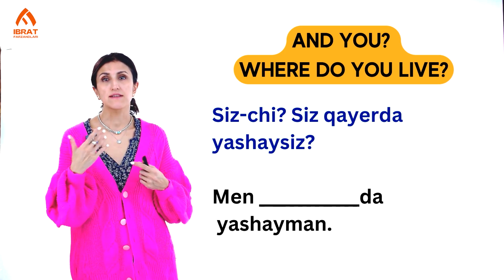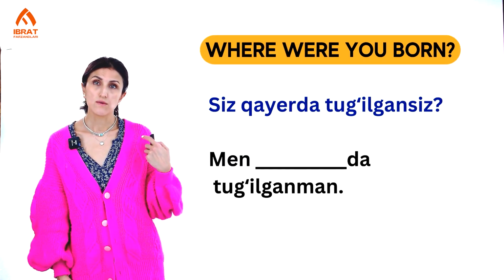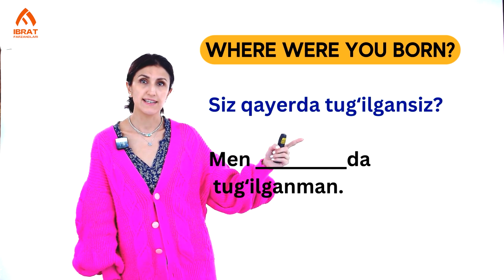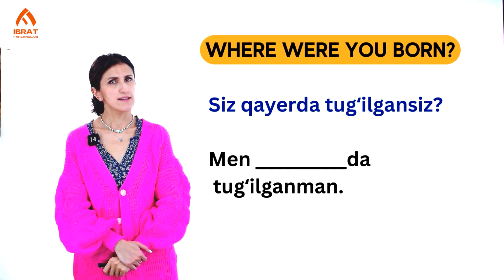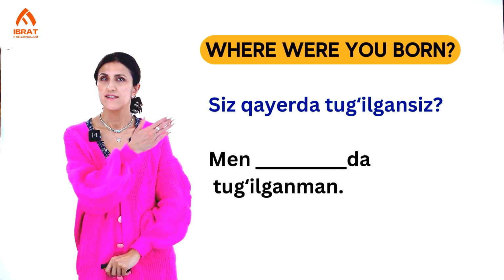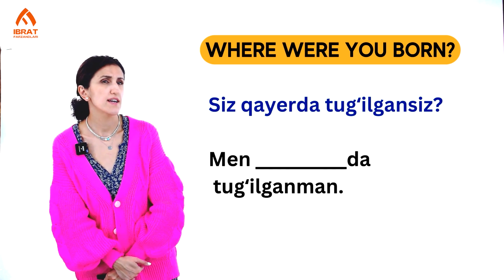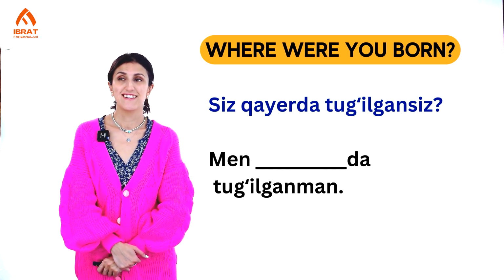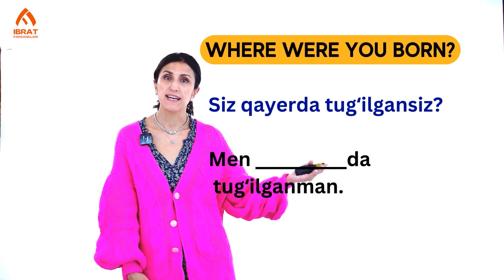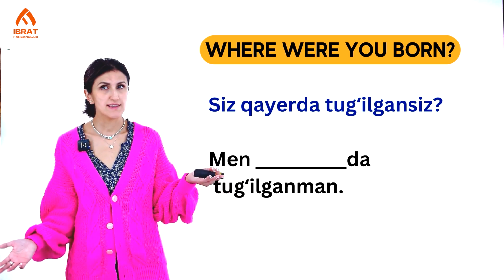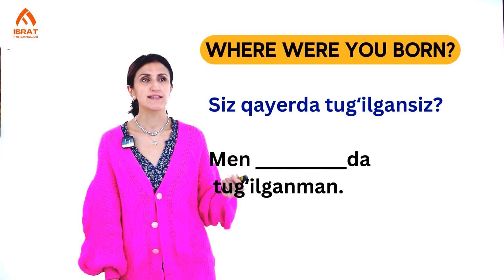Now the last thing is place of birth. You're asking me where I was born. Siz qayerda tug'ilgansiz? Go ahead, ask me. Saida, siz qayerda tug'ilgansiz? So what? I didn't hear it. Saida qayerda tug'ilgansiz? Men Samarqandda tug'ilganman. So what's the city I was born in? Samarqand. Men Samarqandda tug'ilganman.